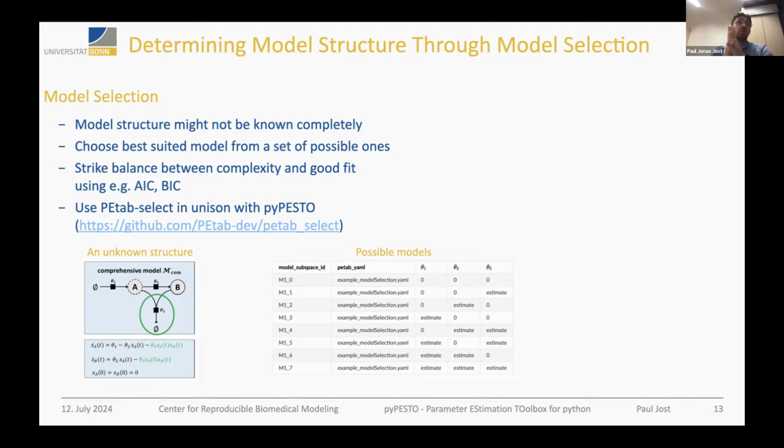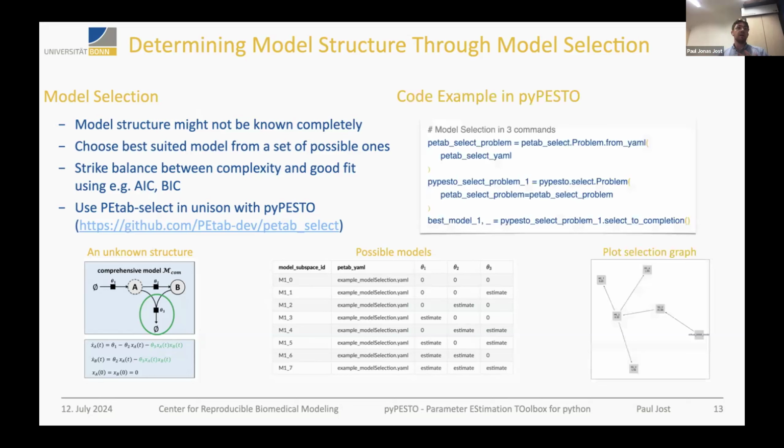First idea would be, well, we could just brute force it, in which case this is going to be very expensive because in each model, we need to do a parameter estimation pipeline, which already was expensive, and we need to do this 8 times. And so there's a need to go through the parameters in some kind of algorithm, which is not trivial.